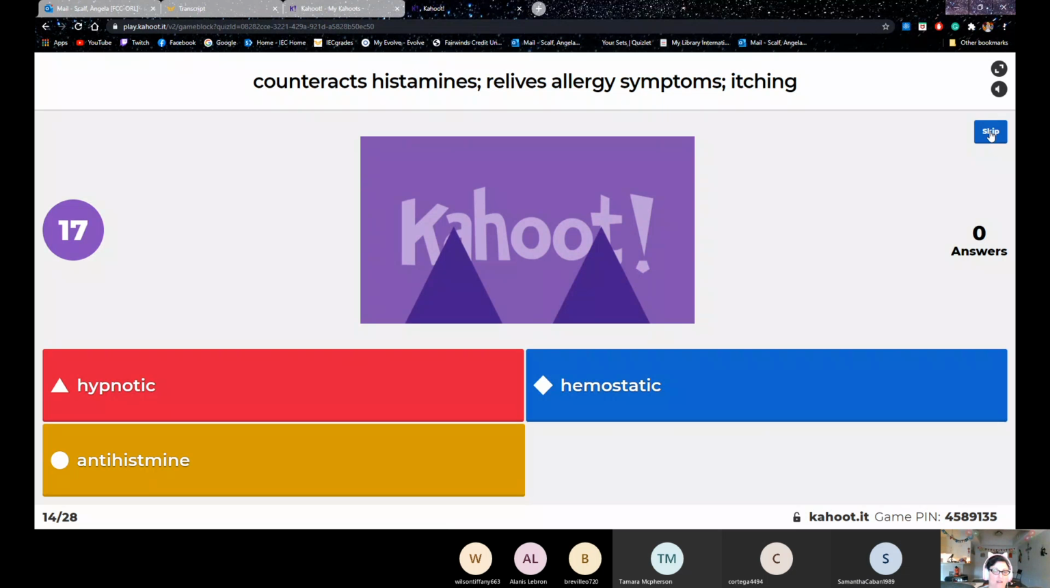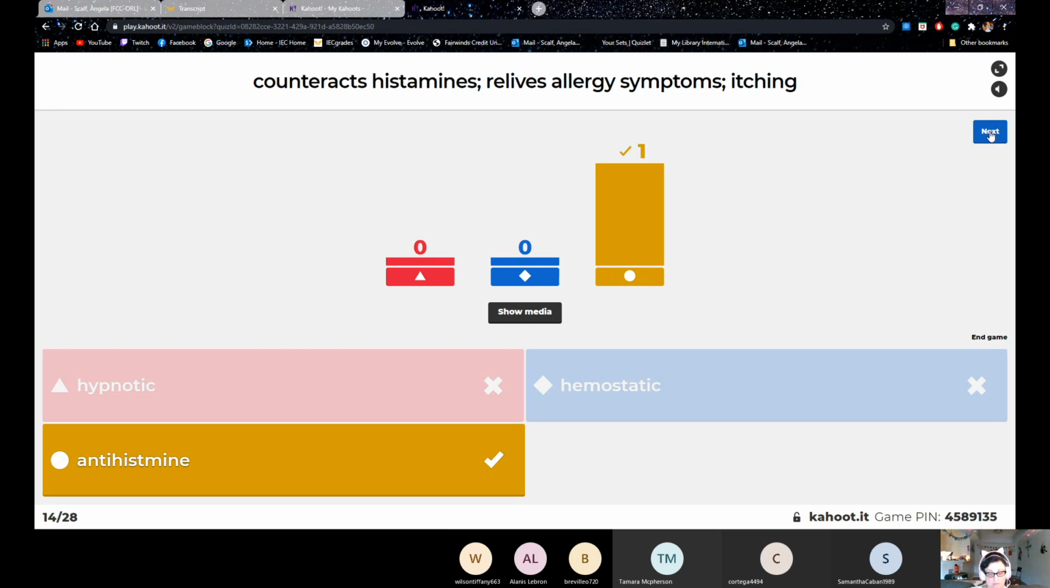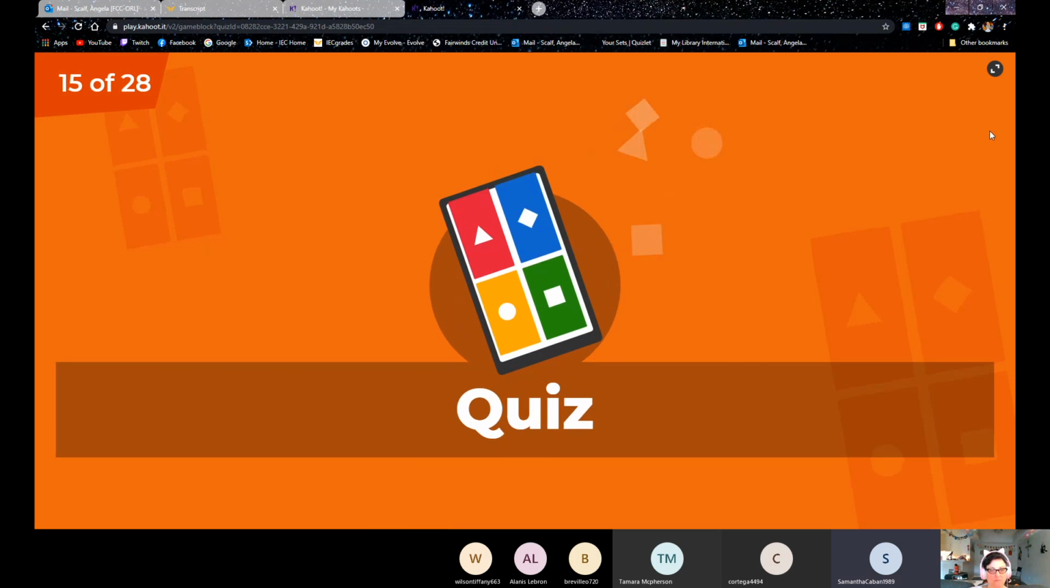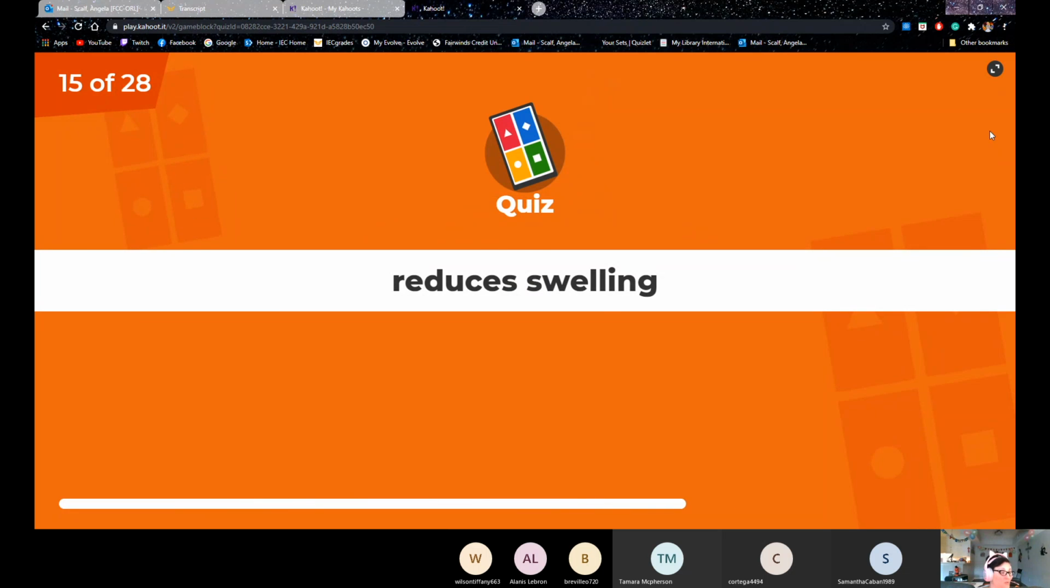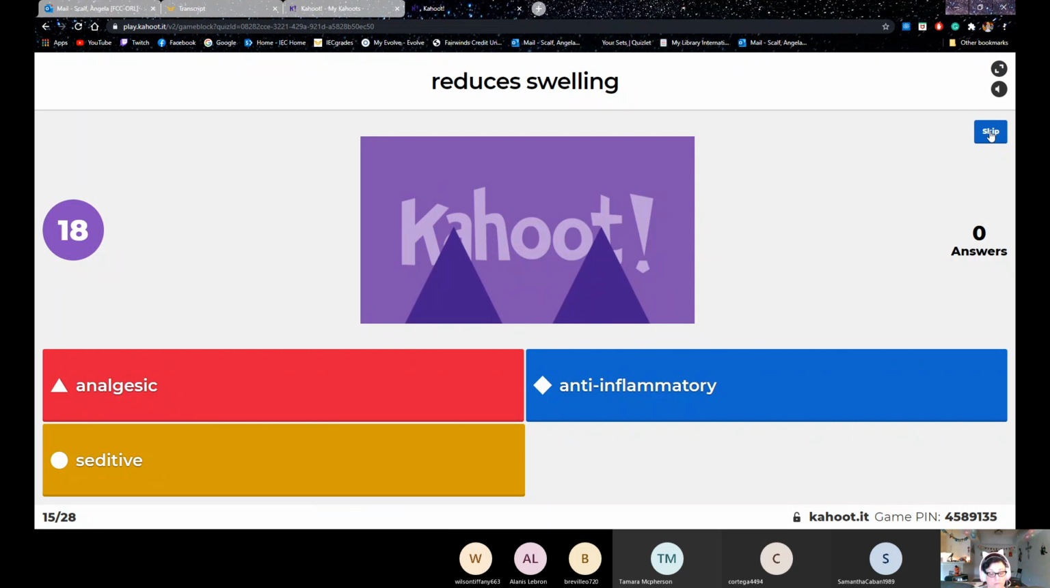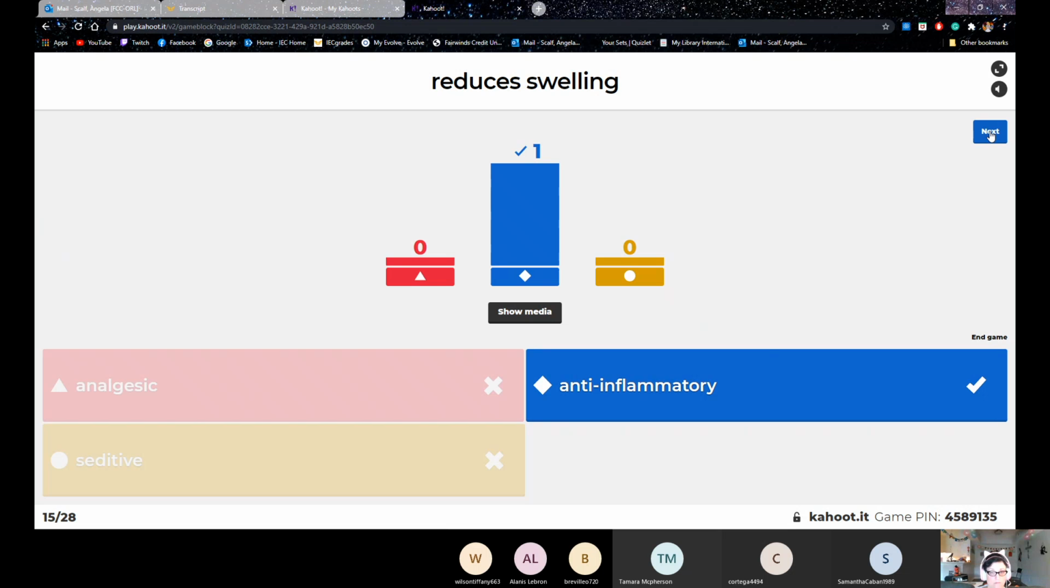Counteracts histamine. Relieves allergy symptoms and itching. Good. Antihistamine. Name one. Benadryl. Very good. Claritin. Reduces swelling. Good. An anti-inflammatory. Can you name one? Ibuprofen. Yep. Ibuprofen is an excellent anti-inflammatory.